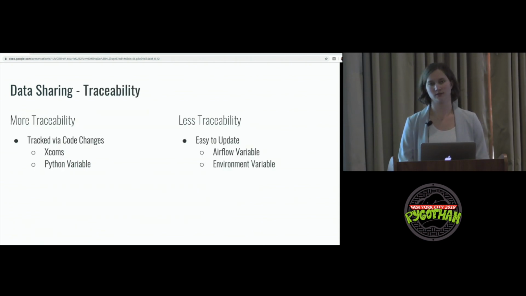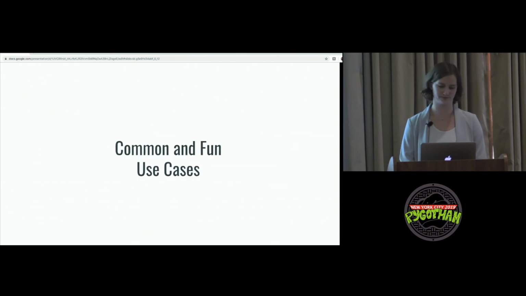So when we were looking at this from a traceability standpoint, we wanted to make sure we knew when these different pieces of data were getting updated. So having it be more traceable, we use the XComs and Python variables because those are checked into our code base. And then if we're less concerned about the traceability and more interested in the ease of update, we would use an Airflow variable or an environment variable. And depending on your personal setup, the environment variables might be more trackable.